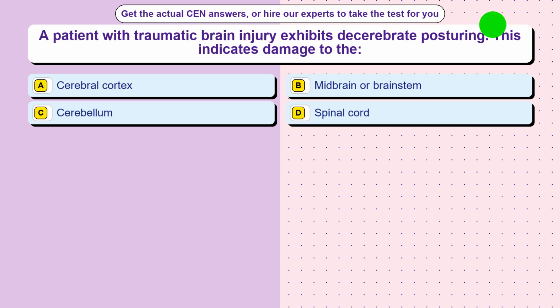Question 42. A patient with traumatic brain injury exhibits decerebrate posturing. This indicates damage to the: Option A, cerebral cortex. Option B, midbrain or brainstem.